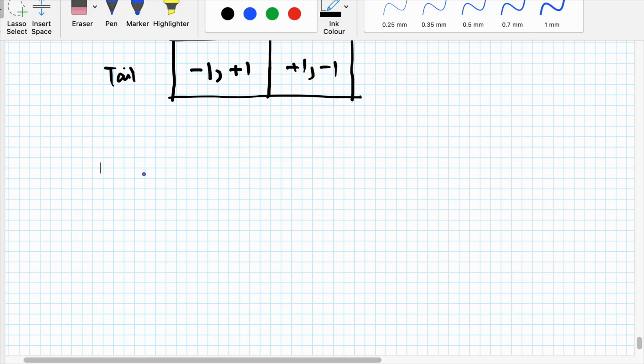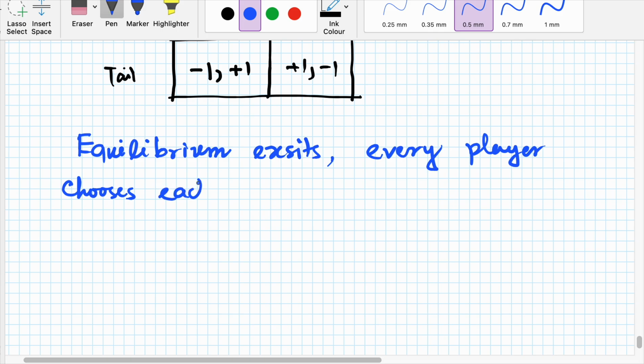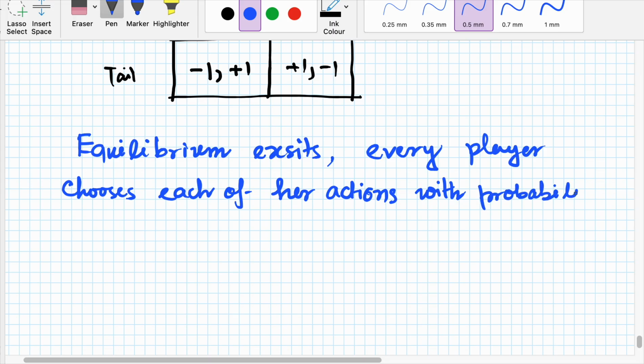So now my claim is that the equilibrium exists, and it corresponds to every player, each player, choosing each of her actions with probability half.